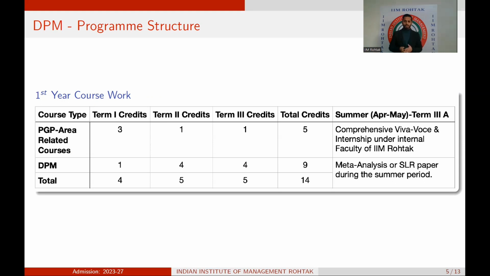In addition to that, we also have something called a summer internship, which starts in April and ends in May. It is a 2-month summer internship program in which students have to do an internship under the faculty at IIM Rohtak, and after that they have to appear for a comprehensive viva at the end of that. In addition to that, students are also expected to do some sort of meta-analysis and a systematic literature review paper. The idea is that students will be going through some ideas, and that idea should culminate into a paper which will eventually be submitted to a particular journal in the coming years.